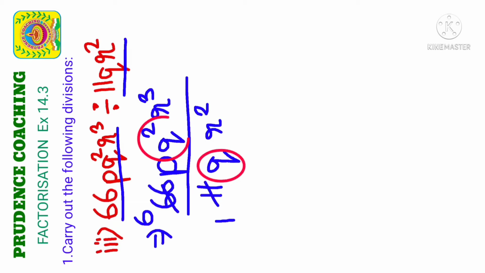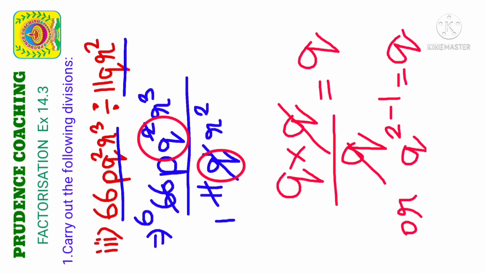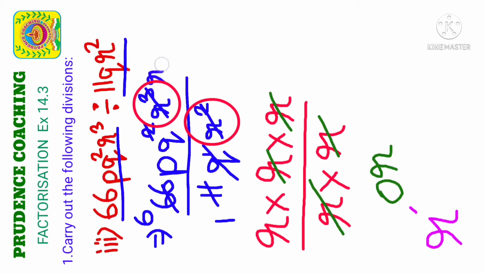In the denominator we have 1 q and here we have 2 q's. So here 1 q will be cancelled with the 2 q. You will be left with 1 q, that is 2 minus 1 q. You will get q here. We have 3 r in the numerator and here we have 2 r. So 3 minus 2, you will be left with only a single r.